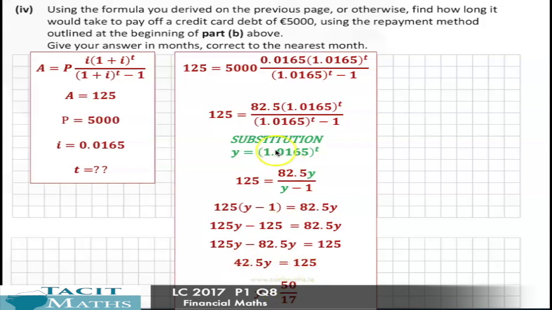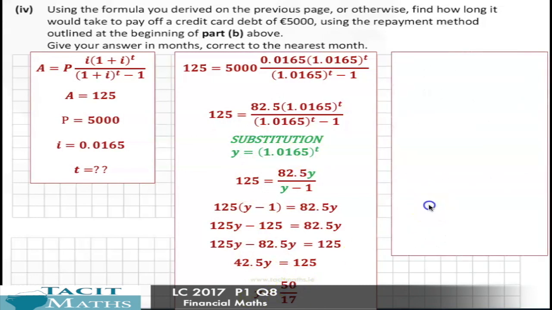So now I reintroduce the indice again. So instead of saying y is equal to this, I say 1.06165 to the power t is equal to that. And now I just go and solve this equation, right? So I'm combining these two equations to get this.